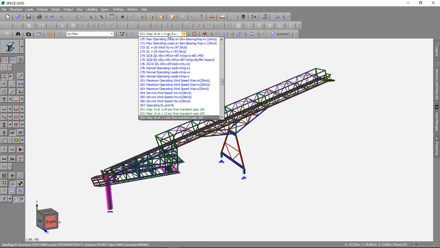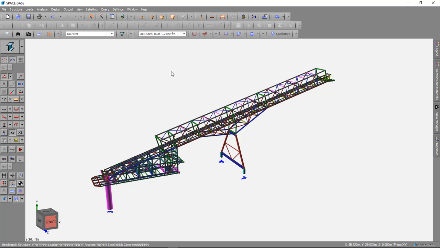And they also appear in the load case drop down, so you can view the displacements and forces and moments and reactions just like you could with any other load case. And you can then use those generated load cases in your steel design or concrete design just as though they'd come from a static analysis.